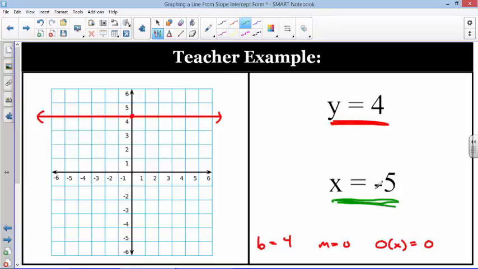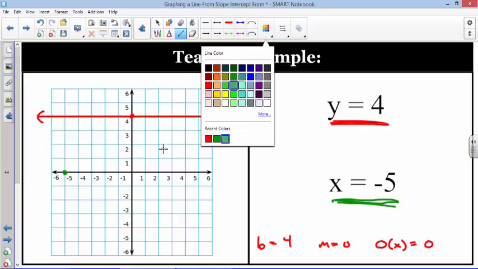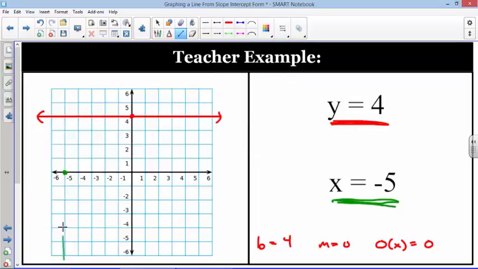Okay, so our next one, we have x equals negative 5. So we're going to start at our negative 5 value on the x-axis. And in this case, since we're using x, our line is going to be going vertically. So here we can draw our line. I'll put this in green. And this is just going to go from top to bottom here. And then we can draw our arrow points. And this is our vertical line, which has an undefined slope.